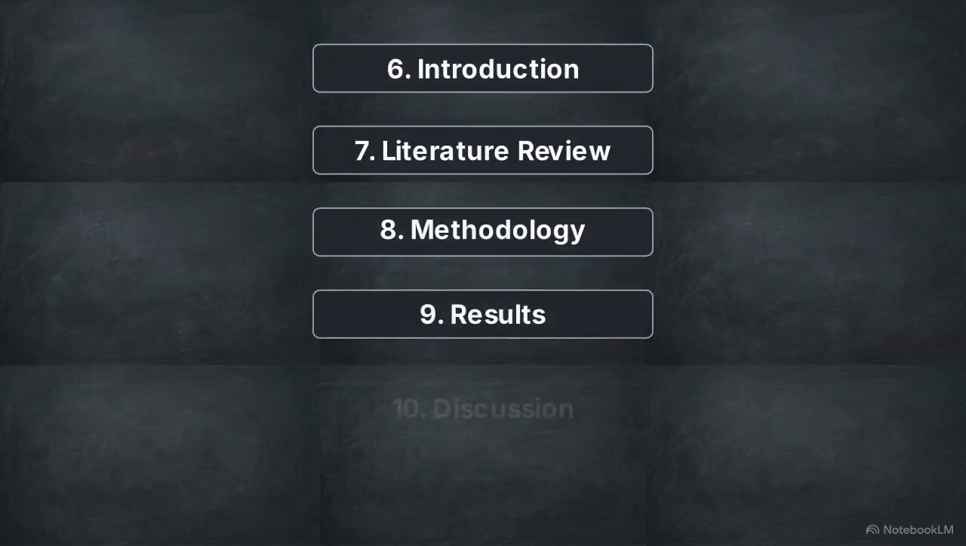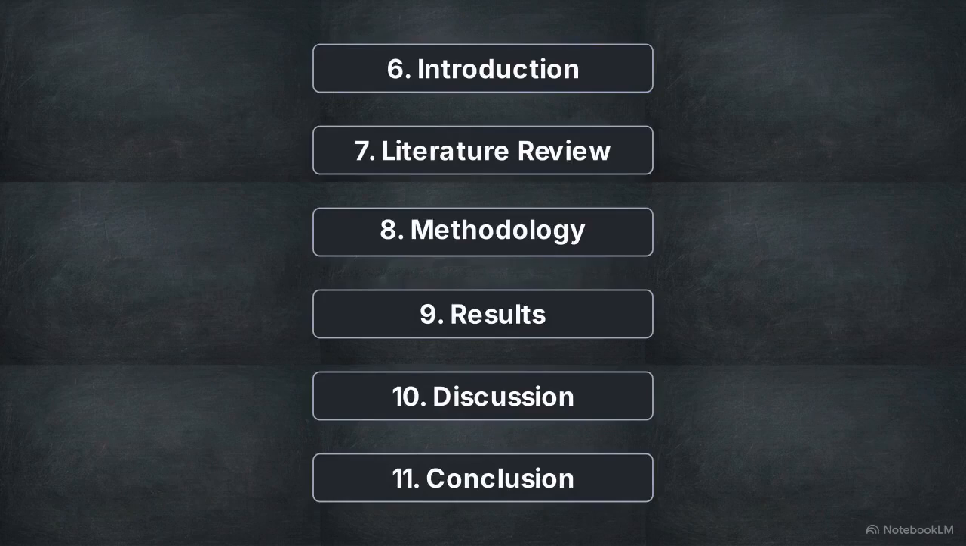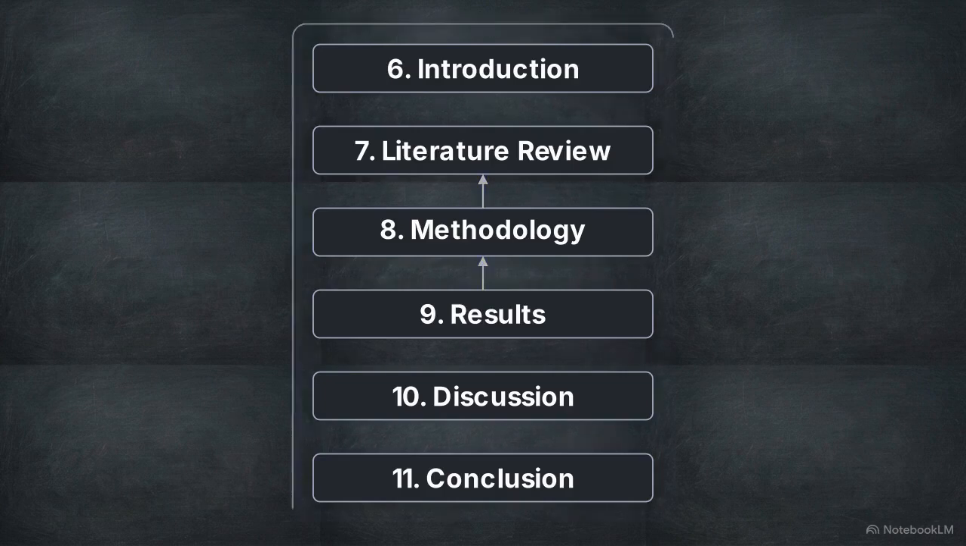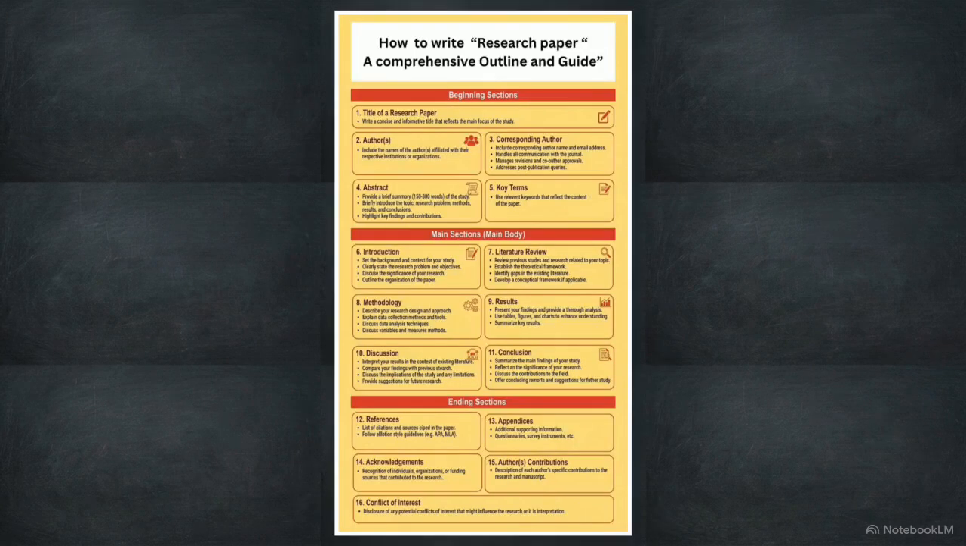This 6-part main body operates as a strict chain of evidence. You cannot discuss results without a methodology, and you cannot state a methodology without a literature review. Each section requires the logical justification of the one immediately preceding it. Finally, we reach the last phase, the ending sections.